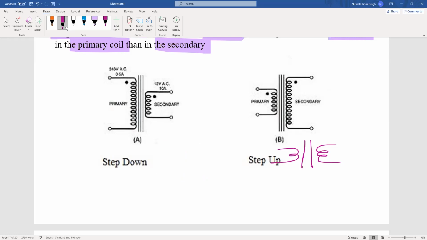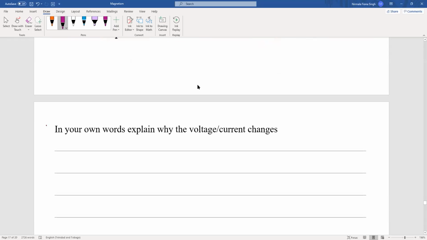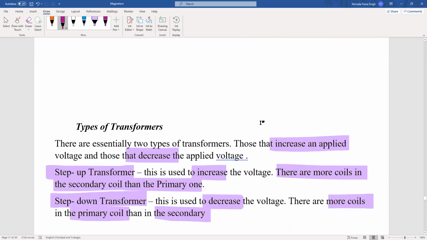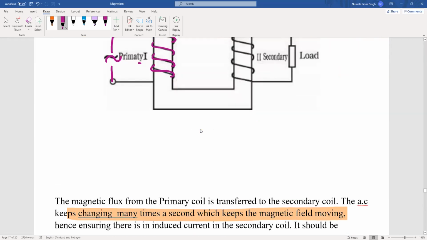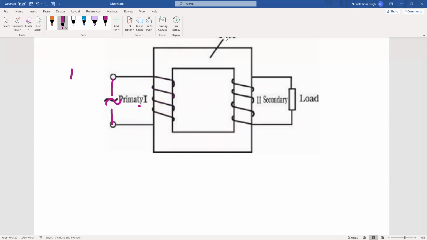So how does the number of coils make a difference? Why would that make a difference? Now, you're going to have to write this down in your own words, but I'm going to explain it to you. Let's look at a basic transformer. Sorry, let's scroll up. This is my general transformer, and I want to look at my step-up transformer. A step-up transformer is one that increases the voltage. So suppose I put 5 volts into my primary, I should get a larger voltage in the secondary.